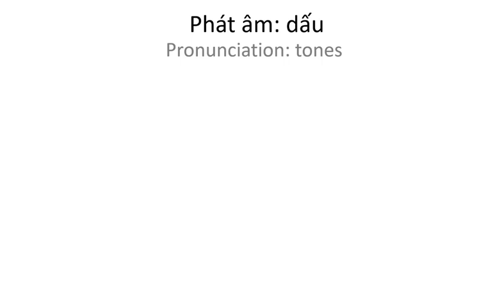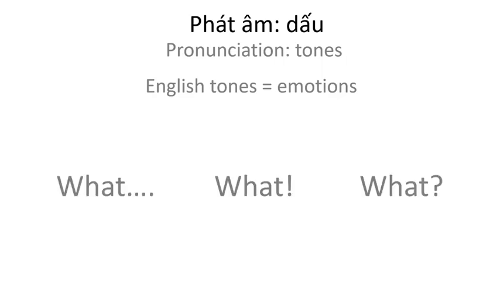And the best way I found to learn these is first by looking at English. Now, English tones convey emotions. What do I mean by this? Well, let's look at these three words. What, what, what. These three emotions directly correlate to three of the tones in Vietnamese, which we'll look at in a minute. And if we look at the tonal contours, you can see the first one, what, it's flat.